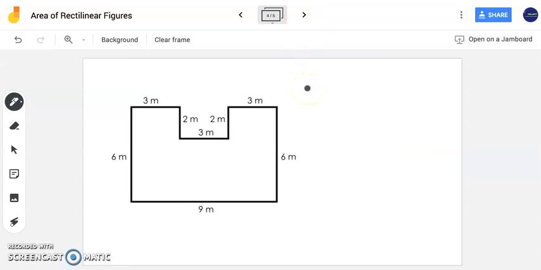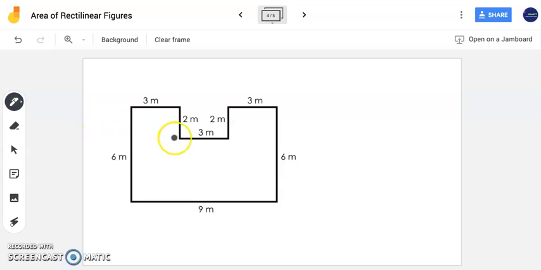Now, this rectilinear figure looks very fun. We have a lot of exciting things going on here. Now, you can break this into 3 rectangles going vertically. This way is totally correct, but you can also do it another way.